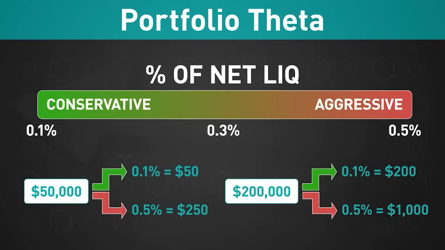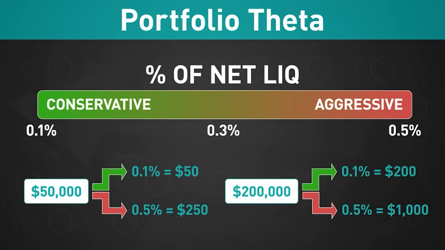To put these numbers into a portfolio context, 0.1% on a $50,000 portfolio is $50 in daily theta, whereas 0.5% on that same $50,000 portfolio would be $250 in daily theta.